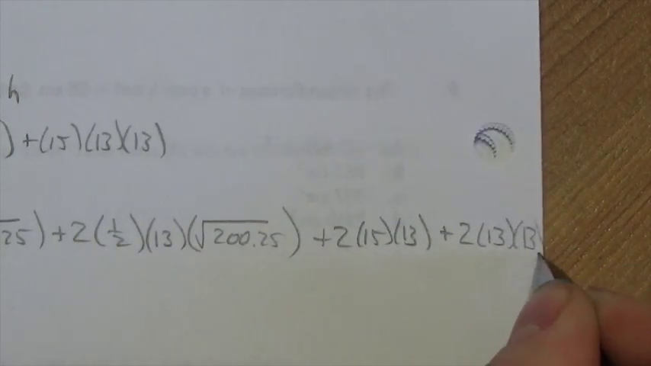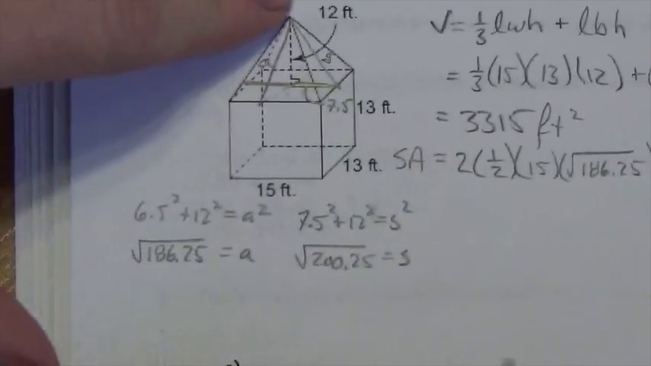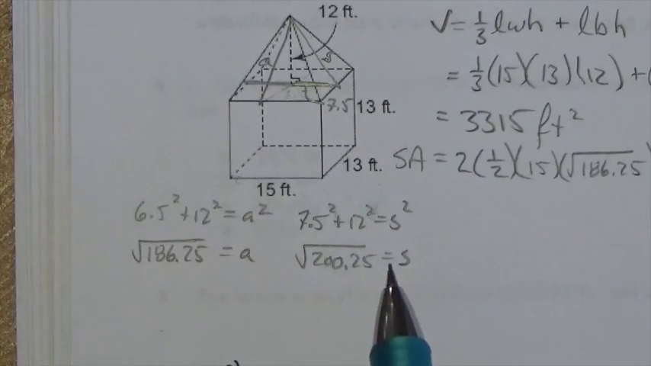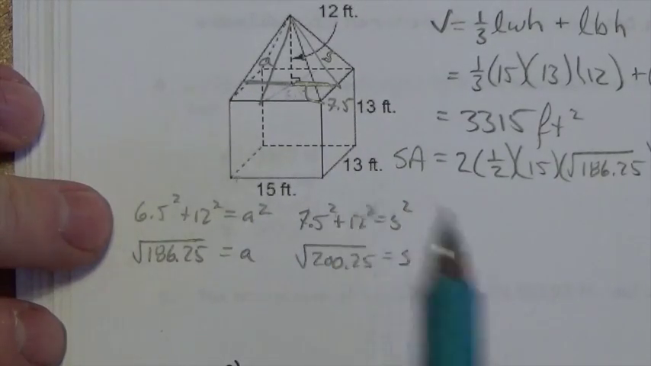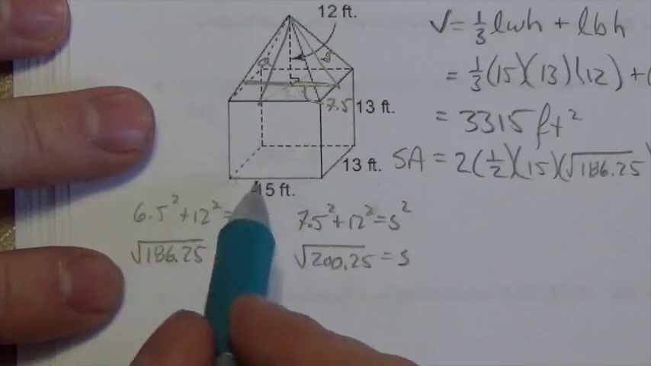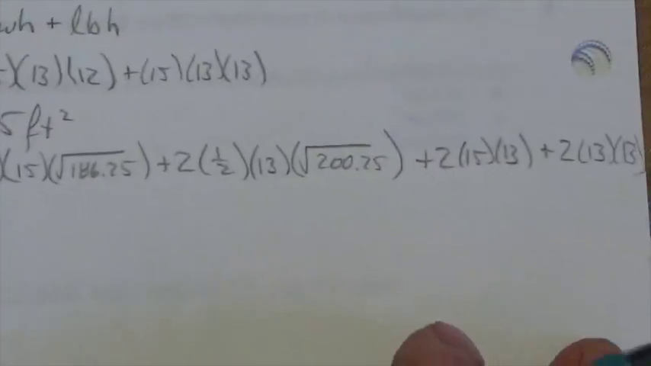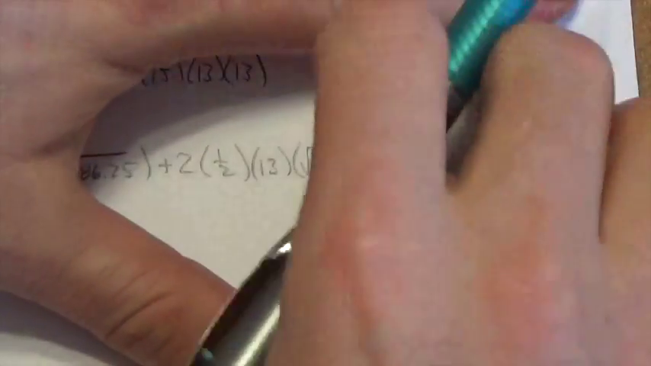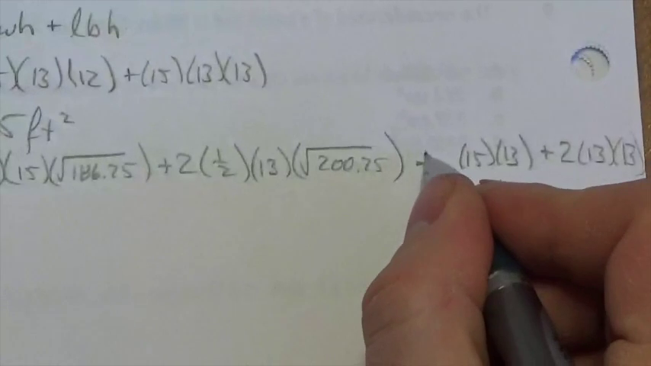Now I'm running out of paper here. So let's look at the base here. But the base is going to be 15 by 13 too. There's another one. That base is the same as that side here. So what I can do here is actually just change this number here. I've actually got three of those.